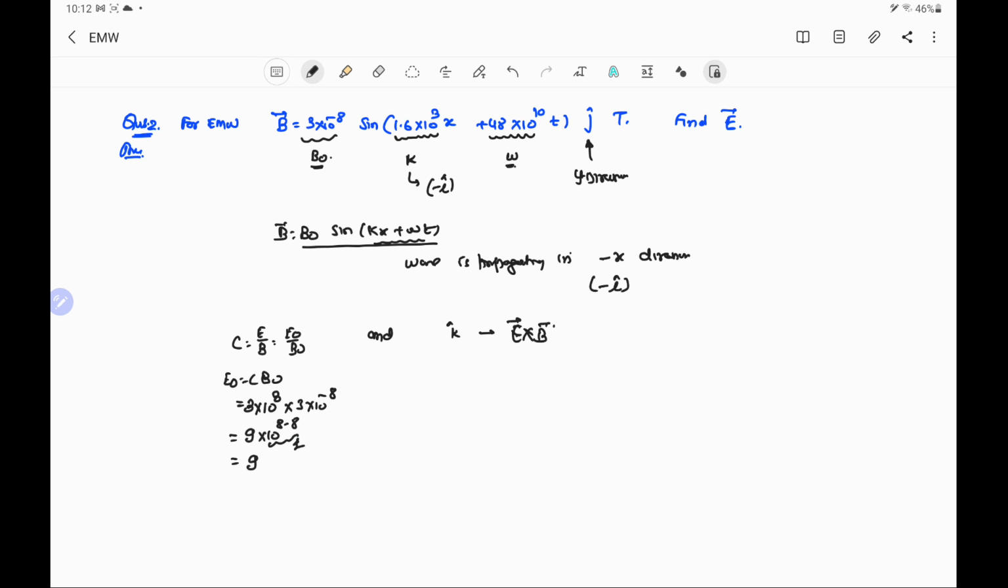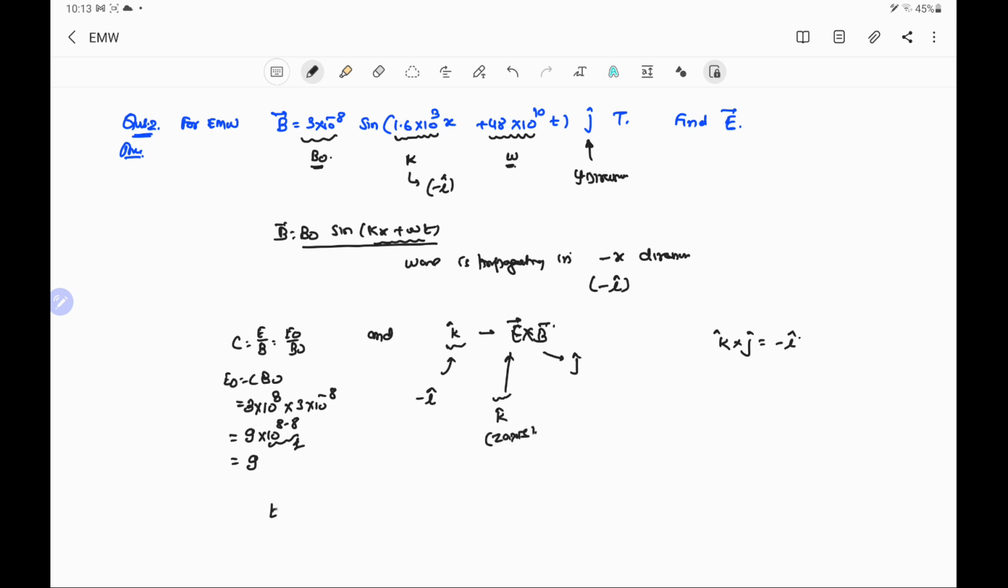Now we have to find the direction of electric field. We know that direction of propagation is along the E cross B, and B is given along the direction j, and propagation is given along the direction minus i. So we have to choose the direction of E in such a way that its cross product with j gives the minus i. We know k cross j will give the value minus i. So from this we can conclude that E is along the direction k, that is Z axis.